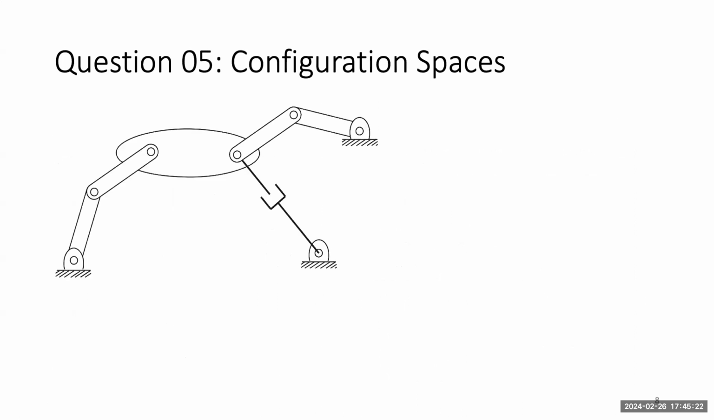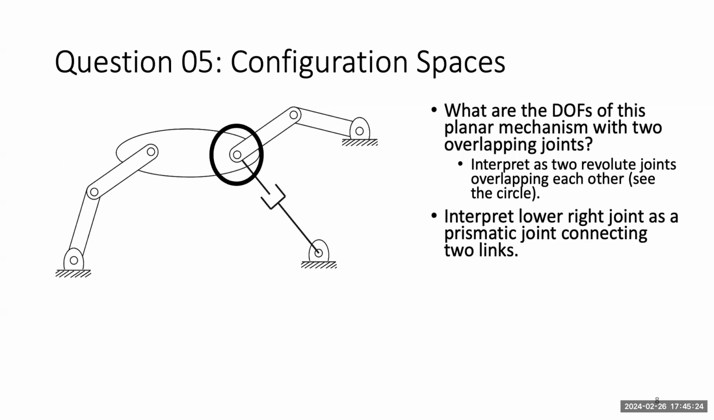All right, so configuration spaces. When you look at this structure, the question that we ask is, what are the degrees of freedom of this planar mechanism with two overlapping joints? That's this thing over here. The circle here is interpreted as two revolute joints that overlap each other. Every joint really connects two links, but you have two revolute joints here. And this thing here, the one that looks like this, interpret that as a prismatic joint connecting two links.